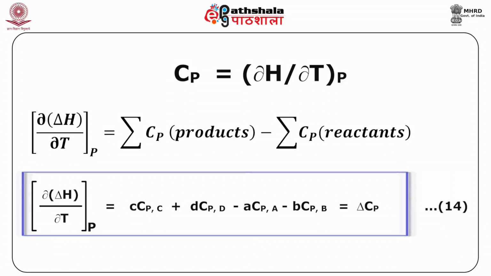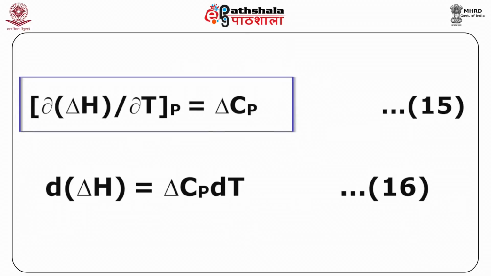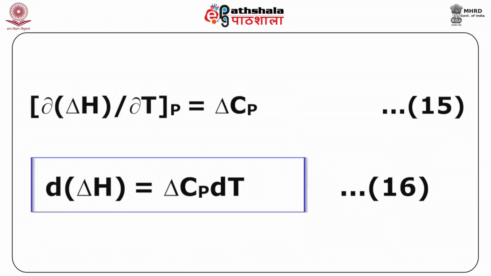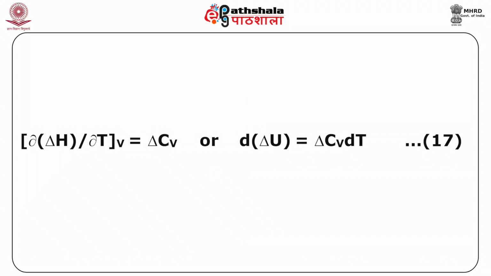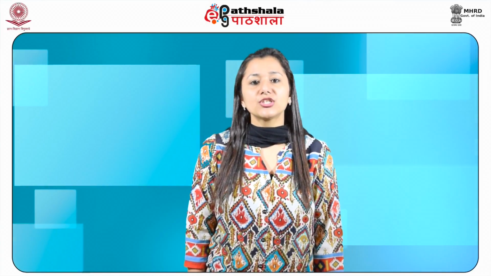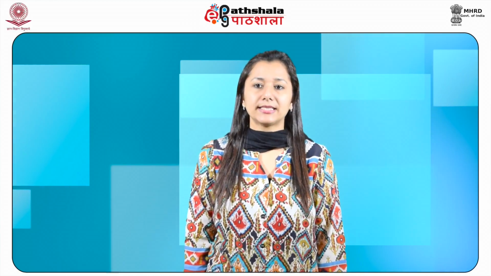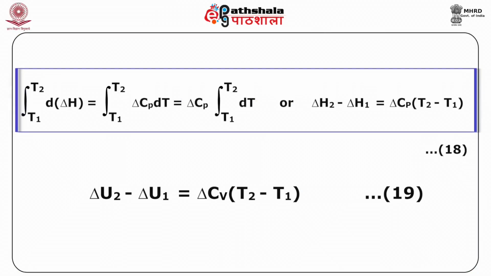This equation states that the variation of delta H of a reaction with temperature at constant pressure is equal to delta Cp of the system. That is, this is our equation 15. Rearranging the above equation, we get equation 16 as, similarly, the dependence of enthalpy on temperature at constant volume is given by equation 17 as, if the temperature range is small, then the change in heat capacity is given by equation 18 as, assuming heat capacities are not dependent on temperature.